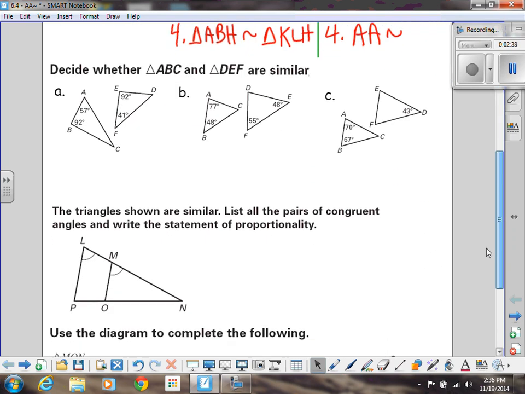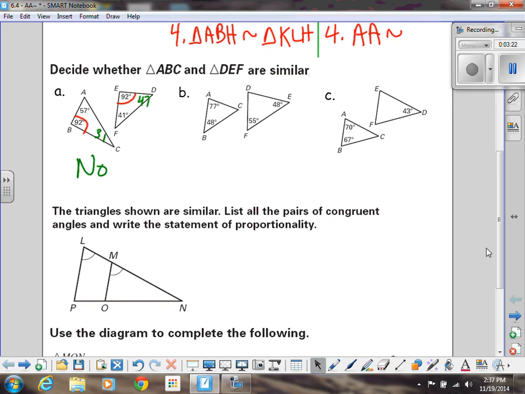So let's do a few more examples using this new postulate. We're going to decide whether the two triangles in each problem are similar or not. Notice that we need to know if two angles are congruent. So far, we only know that this 92-degree angle is congruent to this 92-degree angle. We don't know that third angle, so we need to use the fact that all the angles in a triangle add up to 180. So I'm going to do 180 minus 92 minus 57, and that gives me 31. Then I do the same thing in this triangle, 180 minus 92 minus 41, and that gives me 47. So we really only have one angle congruent, which means no, these are not similar triangles.